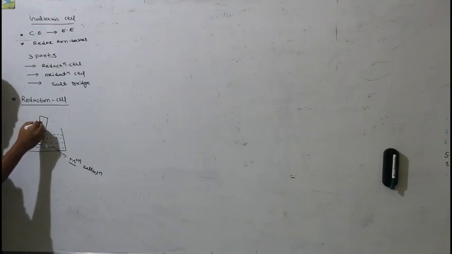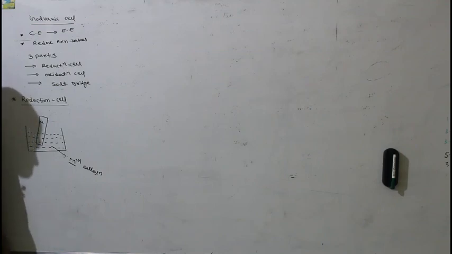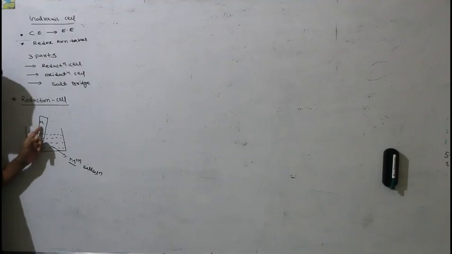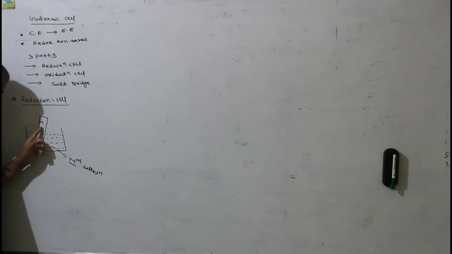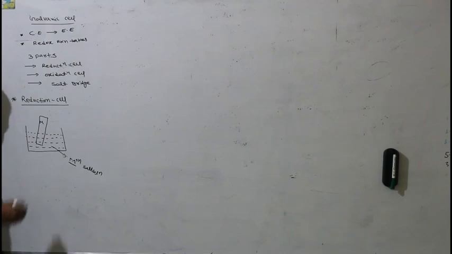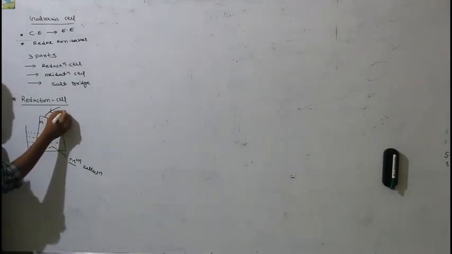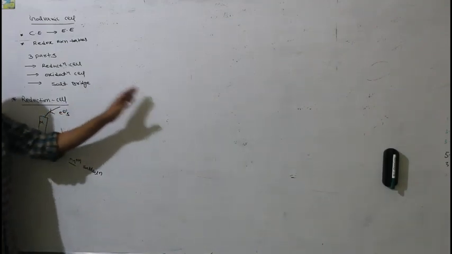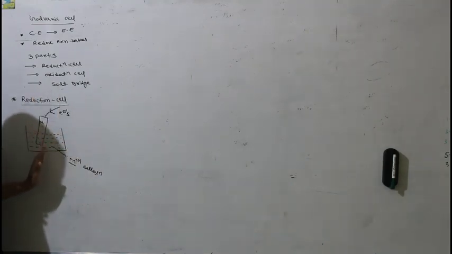This metal and the solution which you have taken are supposed to be the same. If it is copper, copper sulfate solution; zinc, zinc sulfate solution. Not only sulfate, any compound, but the metal and the salt solution must be the same. To this metal, I will pass electrons through some external source. This is not a complete cell, just half of the cell, the reduction cell.